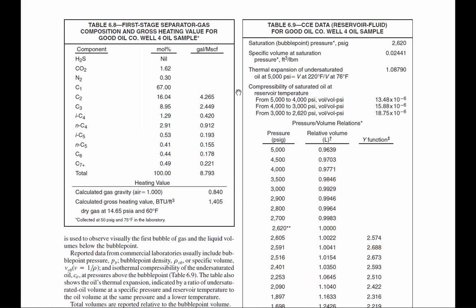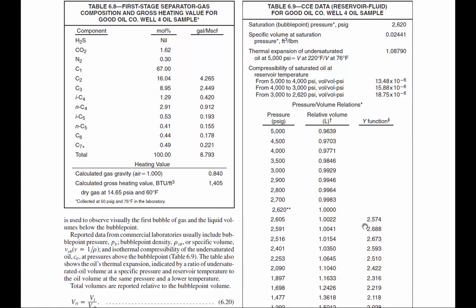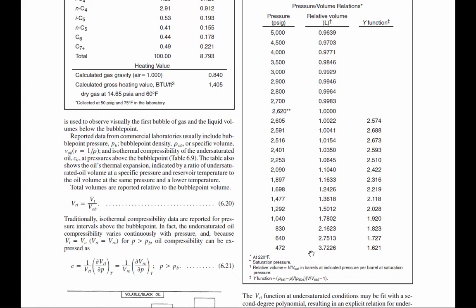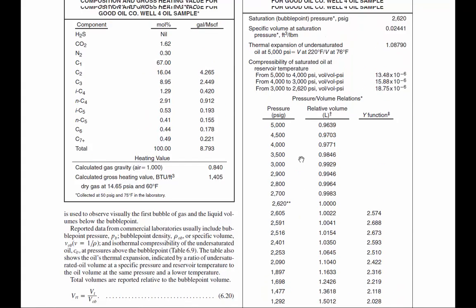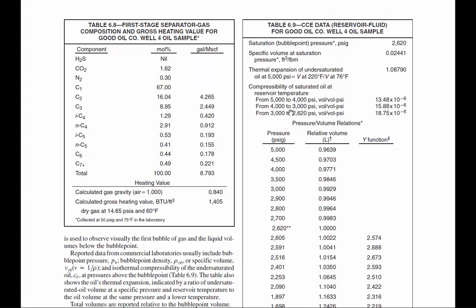Okay. So this is a sample table 6.9, CCE reservoir oil, the relative volume, pressures, high pressures. This is the bubble point pressure. Okay, this Y function, I'm not going to talk too much about that. So basically these are the numbers. You also get an approximate compressibility above the bubble point. You can see that it's increasing as the pressure goes from high to low, a little bit like I sketched.